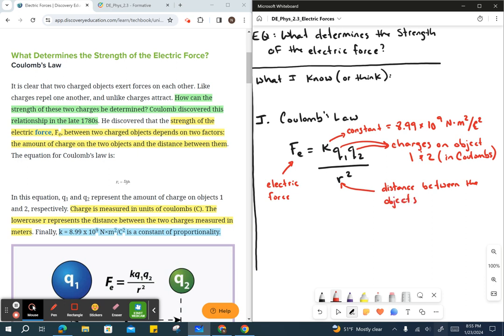You'll have some practice problems that involve this formula, and as is often the case, you will not always be asked to calculate, say, F of E. You might be asked to calculate the distance or the charge on object 1 or the charge on object 2, in which case you need to be prepared to rearrange the formula to solve for any of those variables.